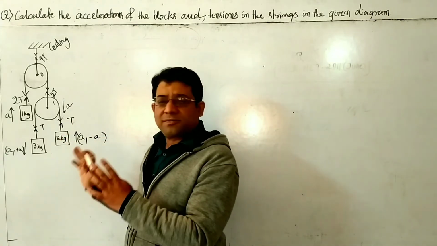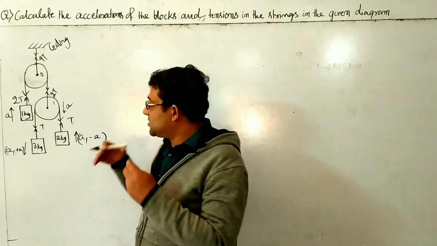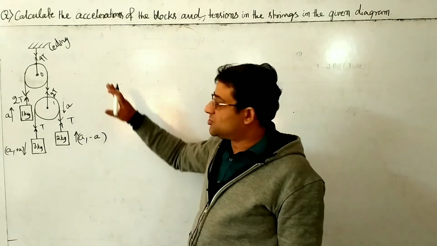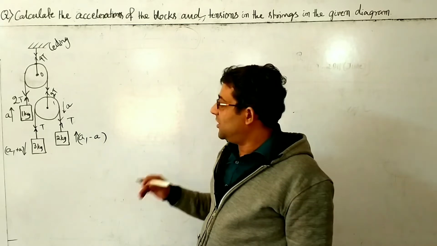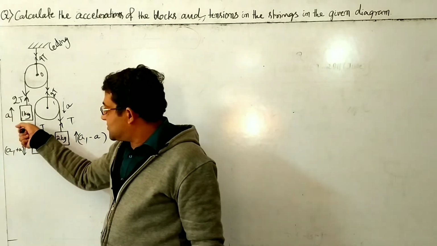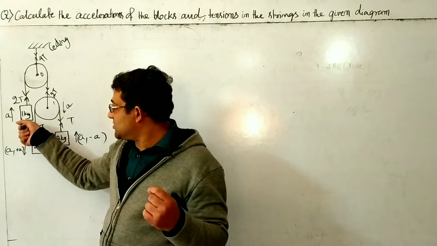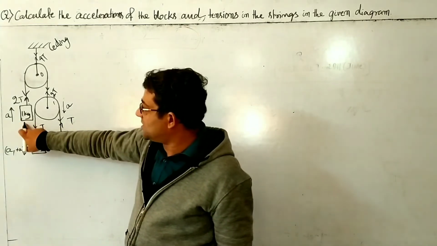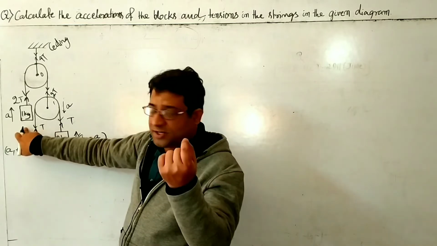Once you understand the relationships between tensions in the various parts of the system and accelerations of the various blocks, after that it's pure mathematics. We are simply going to apply Newton's second law for every block and solve it. How easily? Let us see. For this you put Newton's second law. I hope all of you understand the free body diagram and all. You imagine it in the mind, 1 kg is 1 dot.